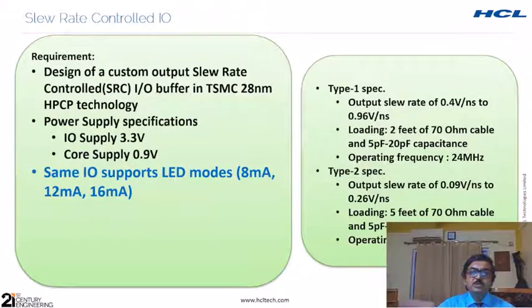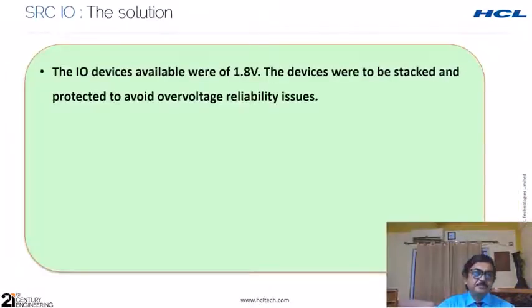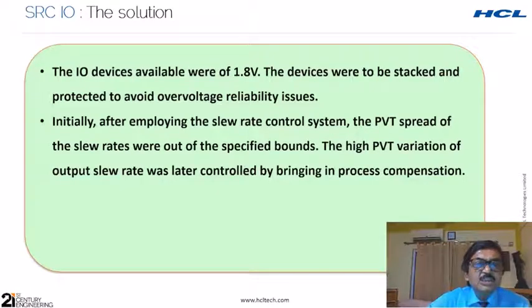The same I/O was supposed to be designed for two different types of loads: a 2-foot 70 ohm cable and a 5-foot 70 ohm cable. Of course, the slew rates were different, and the frequencies were different. This was 24 megahertz. This was 8 megahertz. Again, the devices available were 1.8 volt, and the devices were stacked to protect against overvoltage reliability issues.